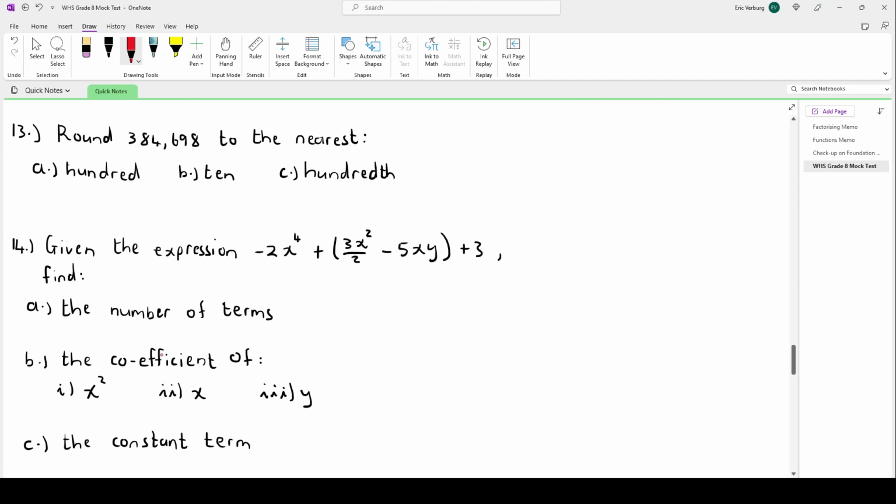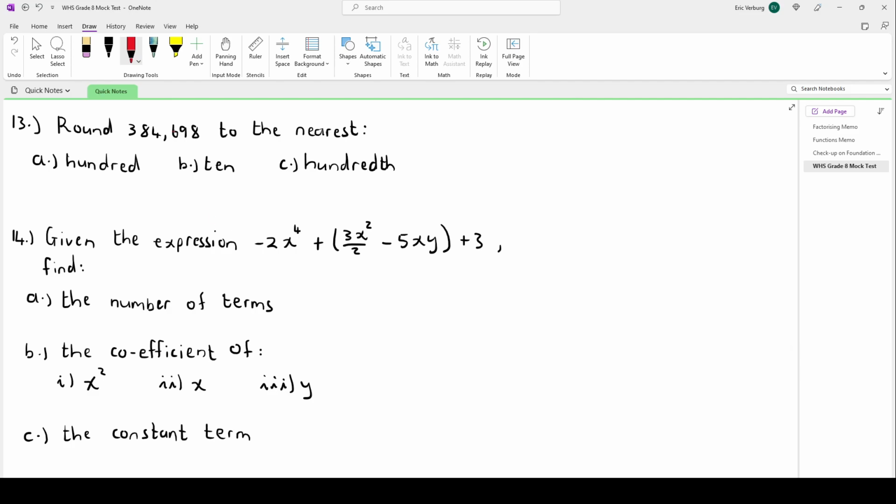All right, question 13, rounding off. So round 384.698 to the nearest 100. So this is the hundredths value. So the 8 to the right of the hundredths value is 5 or bigger. That's going to change that into a 4. So it's going to be 400.